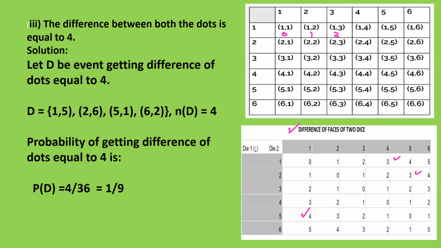So altogether, the probability of getting a difference of 4 is 4 out of 36, because altogether there are 36 outcomes. So 4 over 36, after cancellation, it will become 1 by 9.